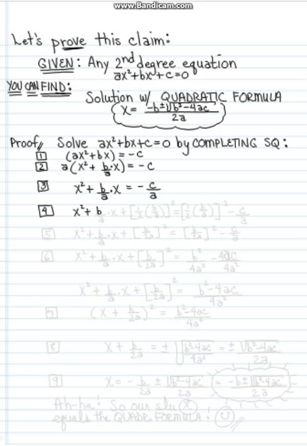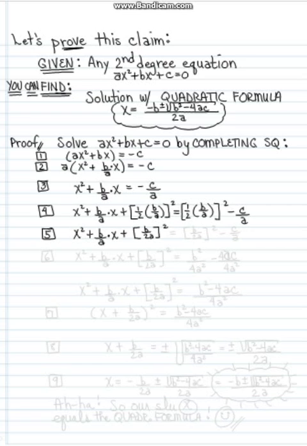And then in step 4, we're going to add half the coefficient that's multiplying x and square it to both sides of the equation. In step 5, we're going to simplify inside the brackets only, so 1/2 b over a becomes b over 2a in the bracket on both sides.